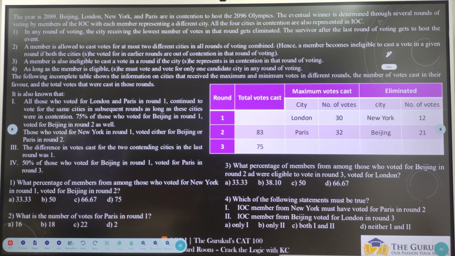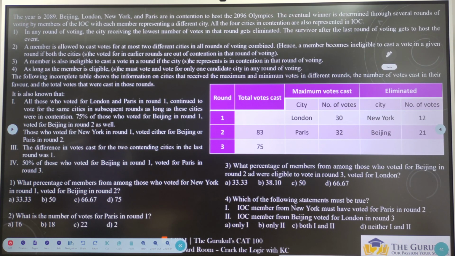In any round of voting, the city receiving the lowest number of votes in that round gets eliminated. The survivor after that round of voting gets to host the event. A member is allowed to cast vote for at most 2 different cities in all rounds of voting combined.